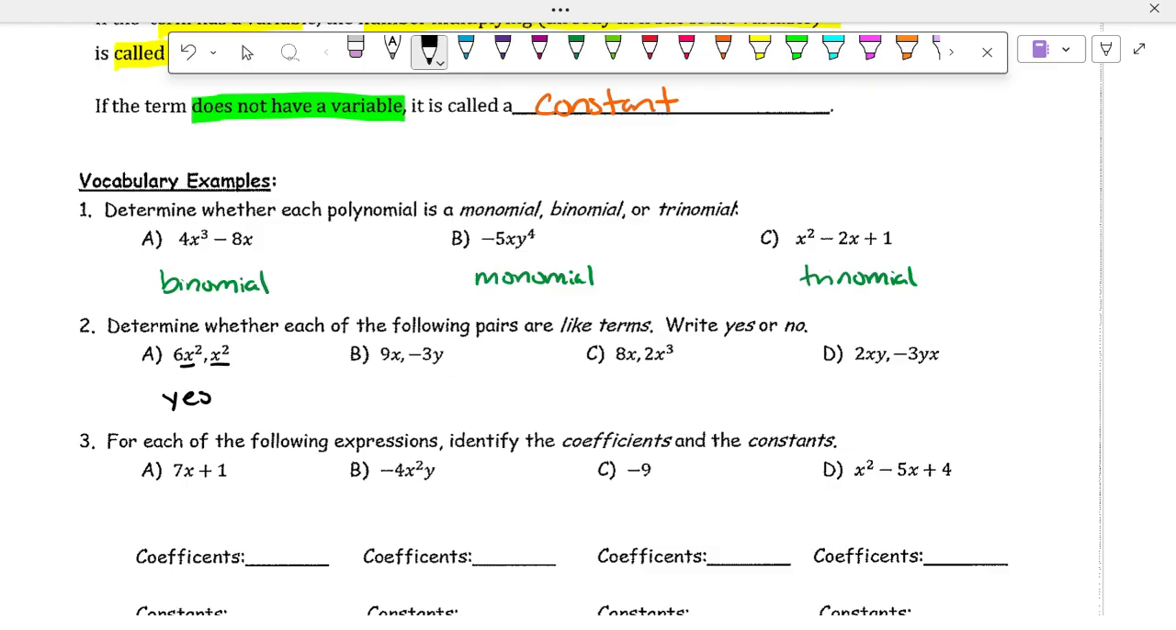All right. Letter B, 3, 2, 1, go. Right, they are not like terms. They do not have the same variable, x and y, so it's a no. What about C? 3, 2, 1, go. Nope. They do not have the same exponent.